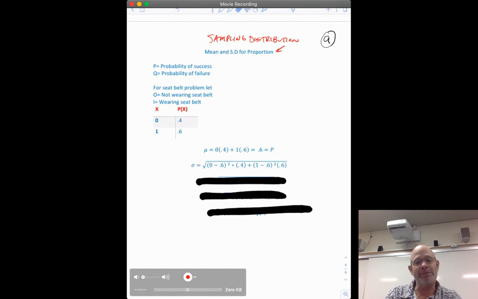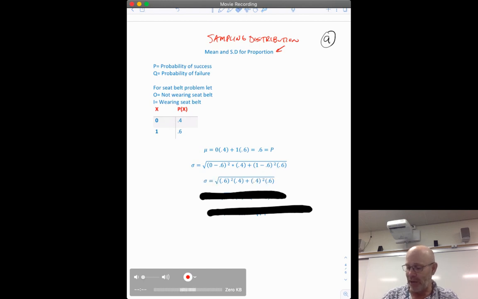Now, to find the standard deviation, we have to take each one of those data points and subtract the mean, square it, multiply it by how many times it happens. Hopefully you remember this formula. Again, you could just dump this into the calculator. I'm going to give you a formula with P's and Q's at the end, so if you don't understand what's going on, it's probably not the end of the world. But notice 0, the data point, minus the mean, 0.6 squared times 0.4, how many times it happens. And then the same thing, 1 minus 0.6 squared times 0.6.